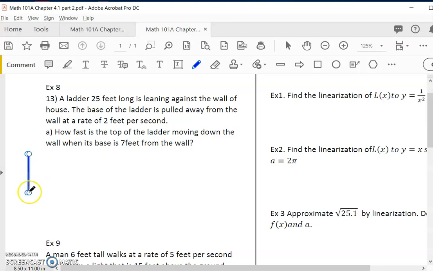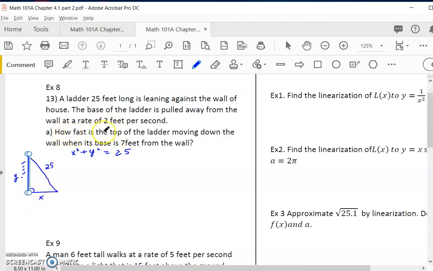So what happens is we represent this being the wall, and then we draw a ladder that leans against it. This is a fixed length of 25 feet. And when it is sliding away from the wall, this x is changing, and this y, which is the top of the ladder to the ground, is also changing. So what is relating them? This is the wall and the ground. So the thing that relates them would be x squared plus y squared equals 25 squared, right?